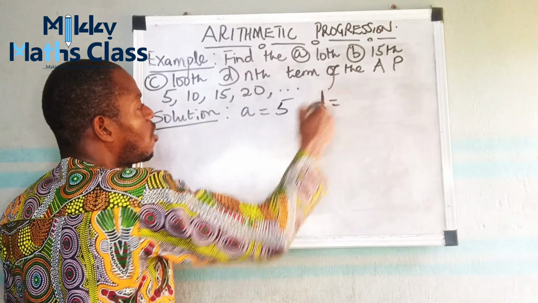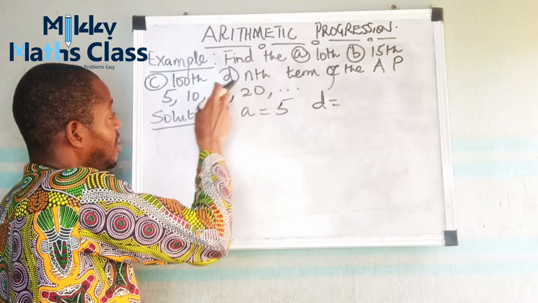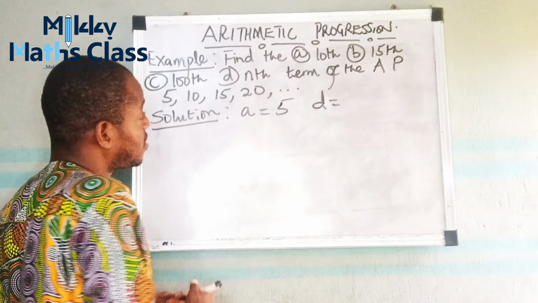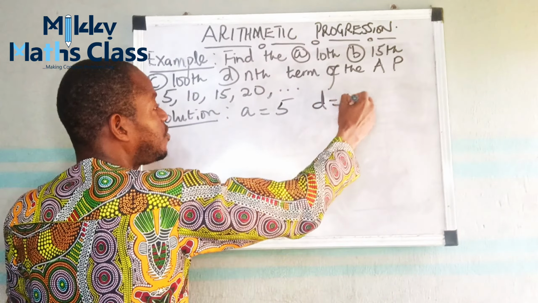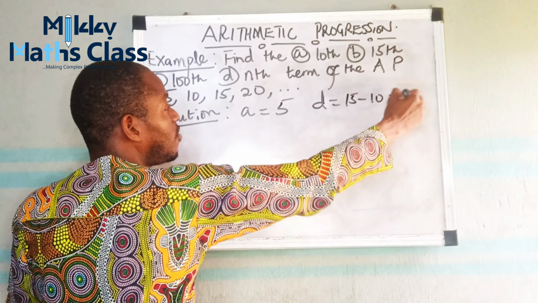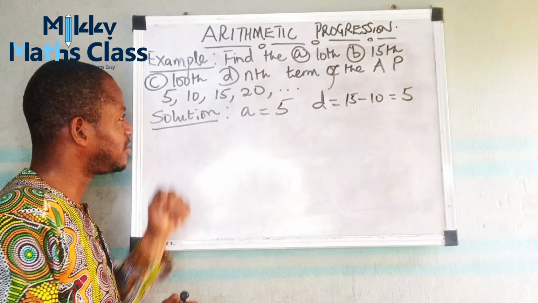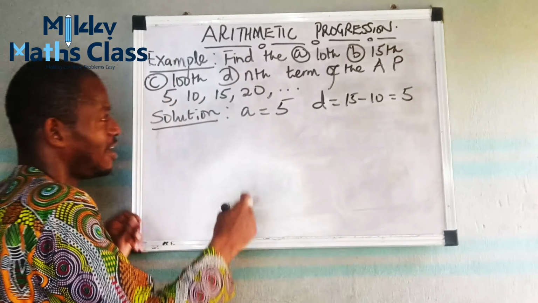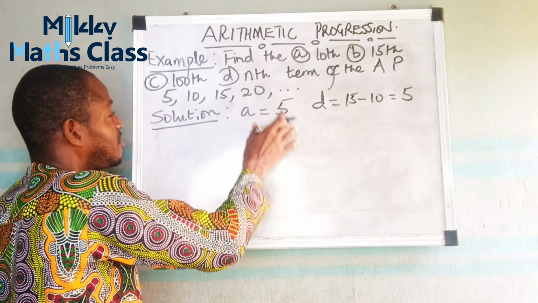Now our common difference: you can even use fourth minus third, or this minus this, so we'll get our difference. Anyone would do; let's use third minus second. That's 15 minus 10, which gives us 5. So that's our common difference. Same as the first term, but that's a coincidence. It doesn't mean that happens all the time. The common difference and the first term are the same.